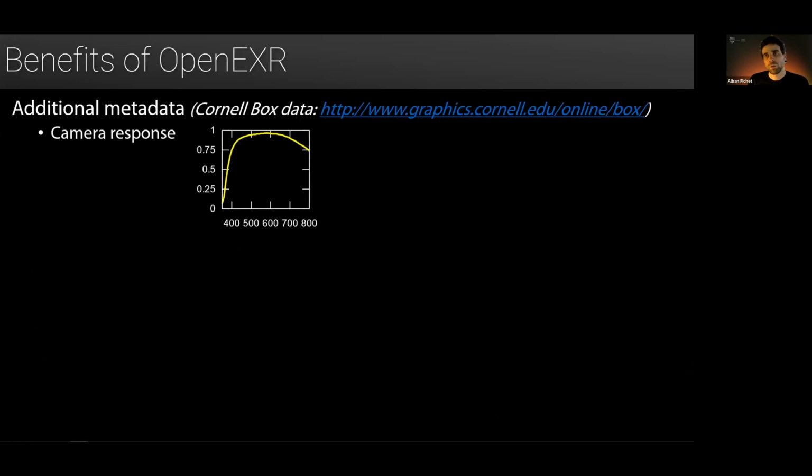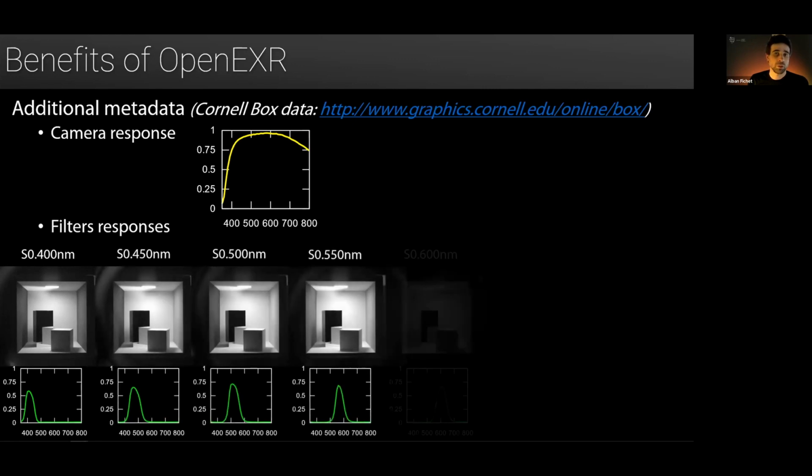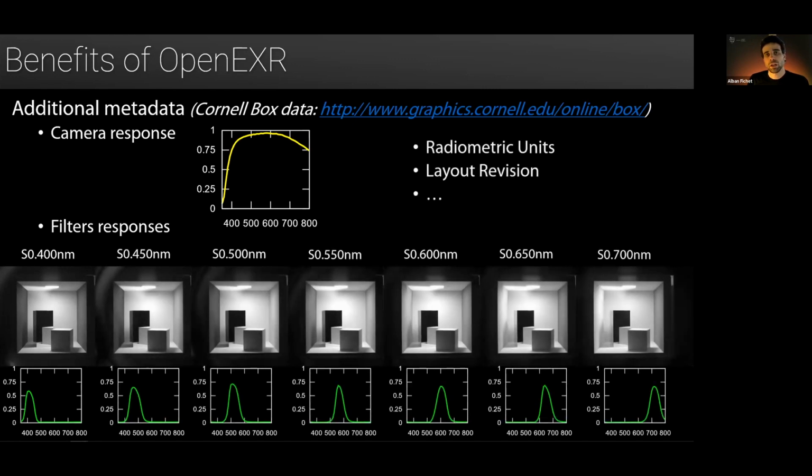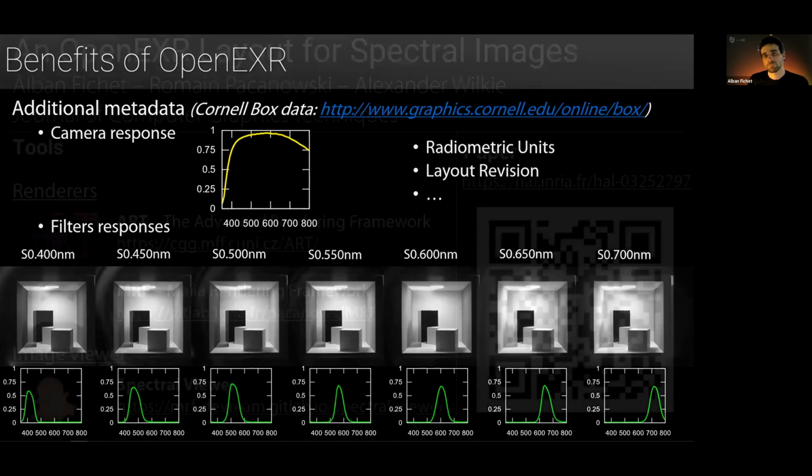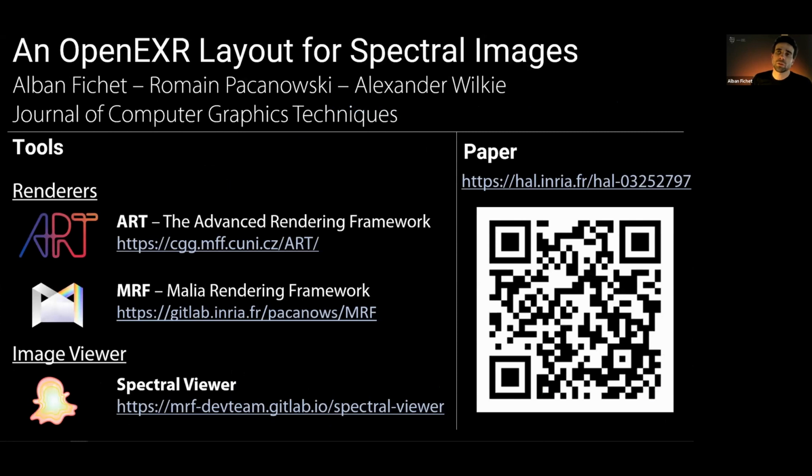Additionally, the OpenEXR format allows storing additional metadata, which is handy in our case. In our specification, we propose ways to store additional information about the camera spectral response, each layer's spectral response as well, radiometric units, and layout revisions for future improvements, to name just a few of the metadata we store. If you want more details about the specification, please read our published article in JCGT. The link is in the QR code.